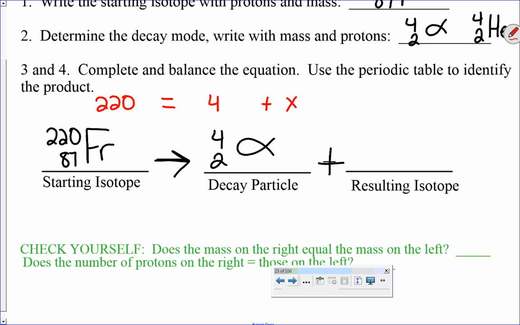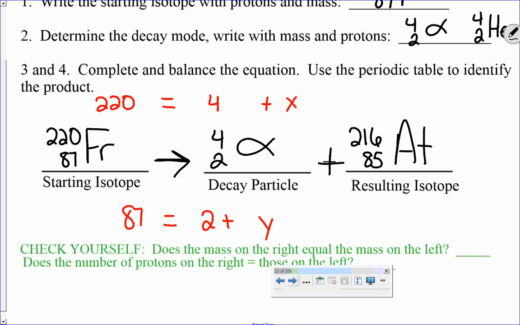So really what happened was we had a total mass of 220. We lost 4. We had an ending mass of 216. On the bottom, we started with 87 protons. We set this up like a problem in math. This would be like 87 equals 2 plus y. So we started with 87 protons, we lost 2 in our alpha particle, and we ended up with 85 protons. Next, we're going to go to our periodic table. You find number 85, which is astatine.